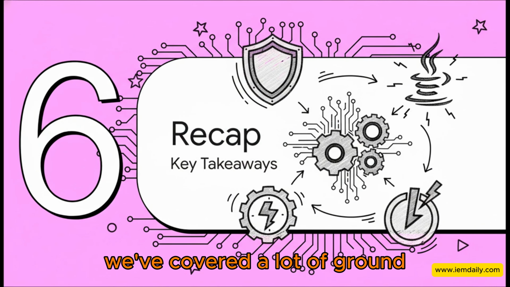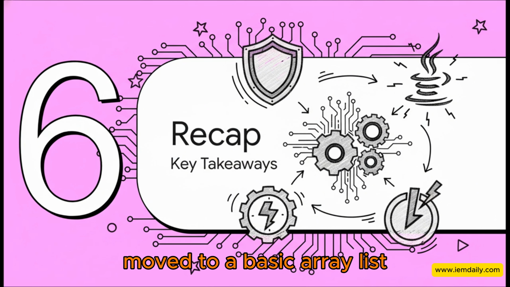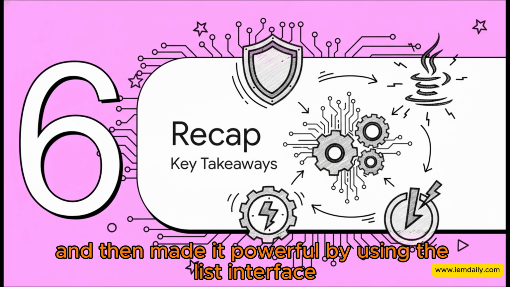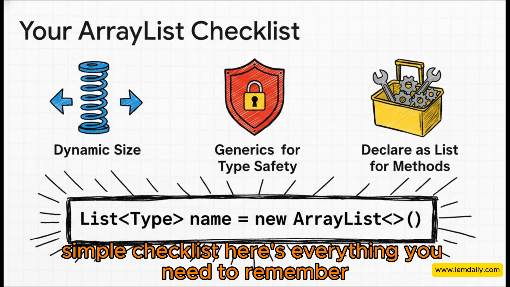Whew, okay, we've covered a lot of ground. We started with the limitations of a simple array, moved to a basic ArrayList, made it safe with generics, and then made it powerful by using the List interface. Let's boil all of that down into a final, simple checklist. Here's everything you need to remember.